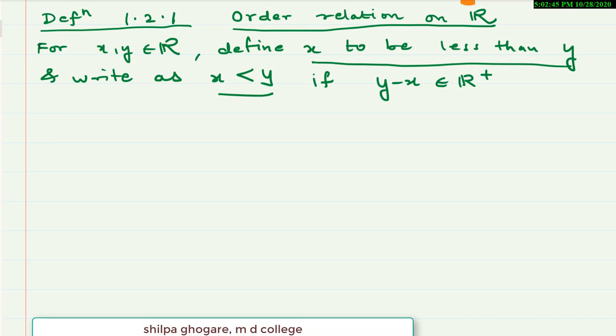Sometimes we also write like this. Y, how do you read it? Y is greater than X. So X less than Y is equivalent to Y greater than X. How do you read it? You read it as Y is greater than X.